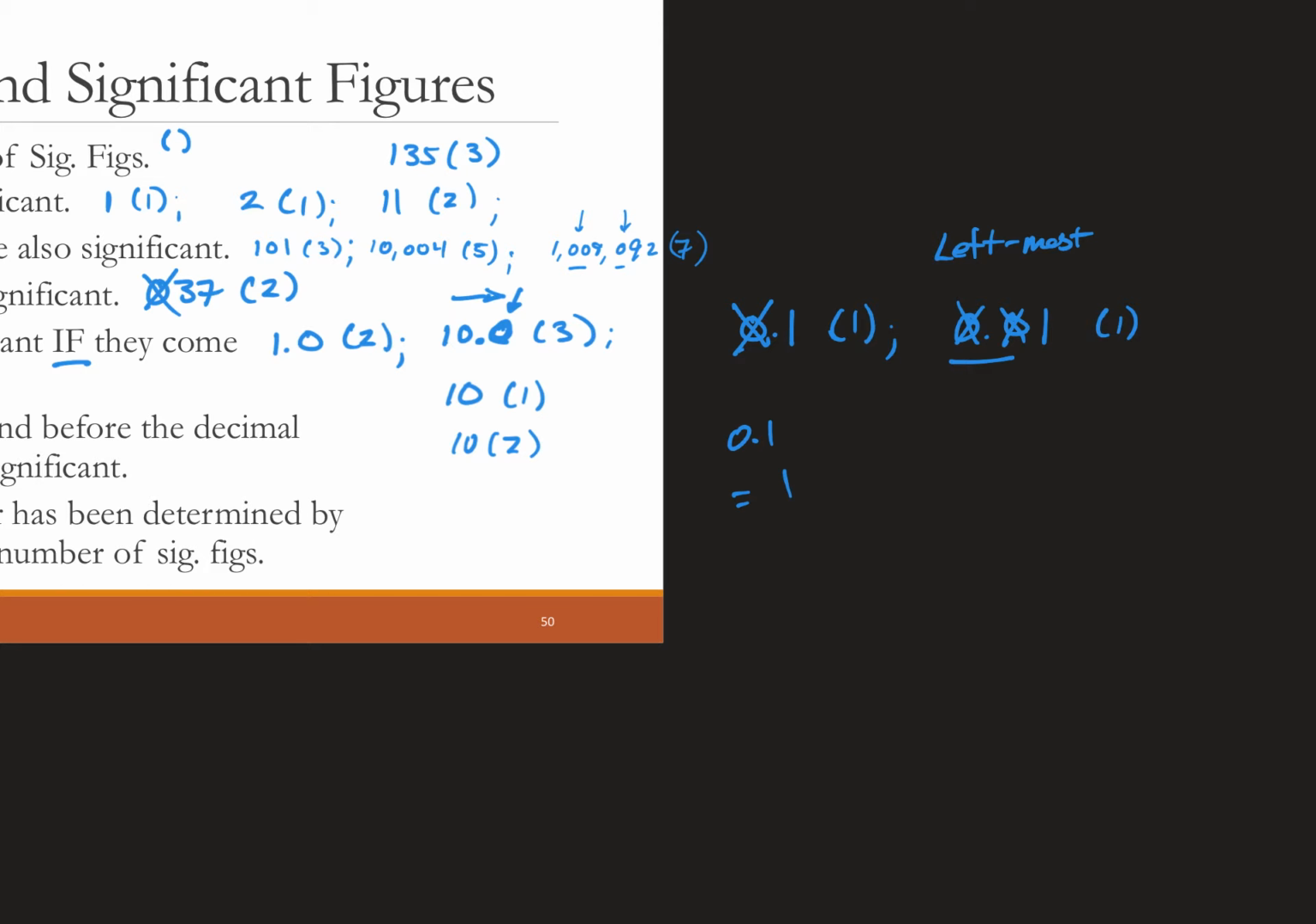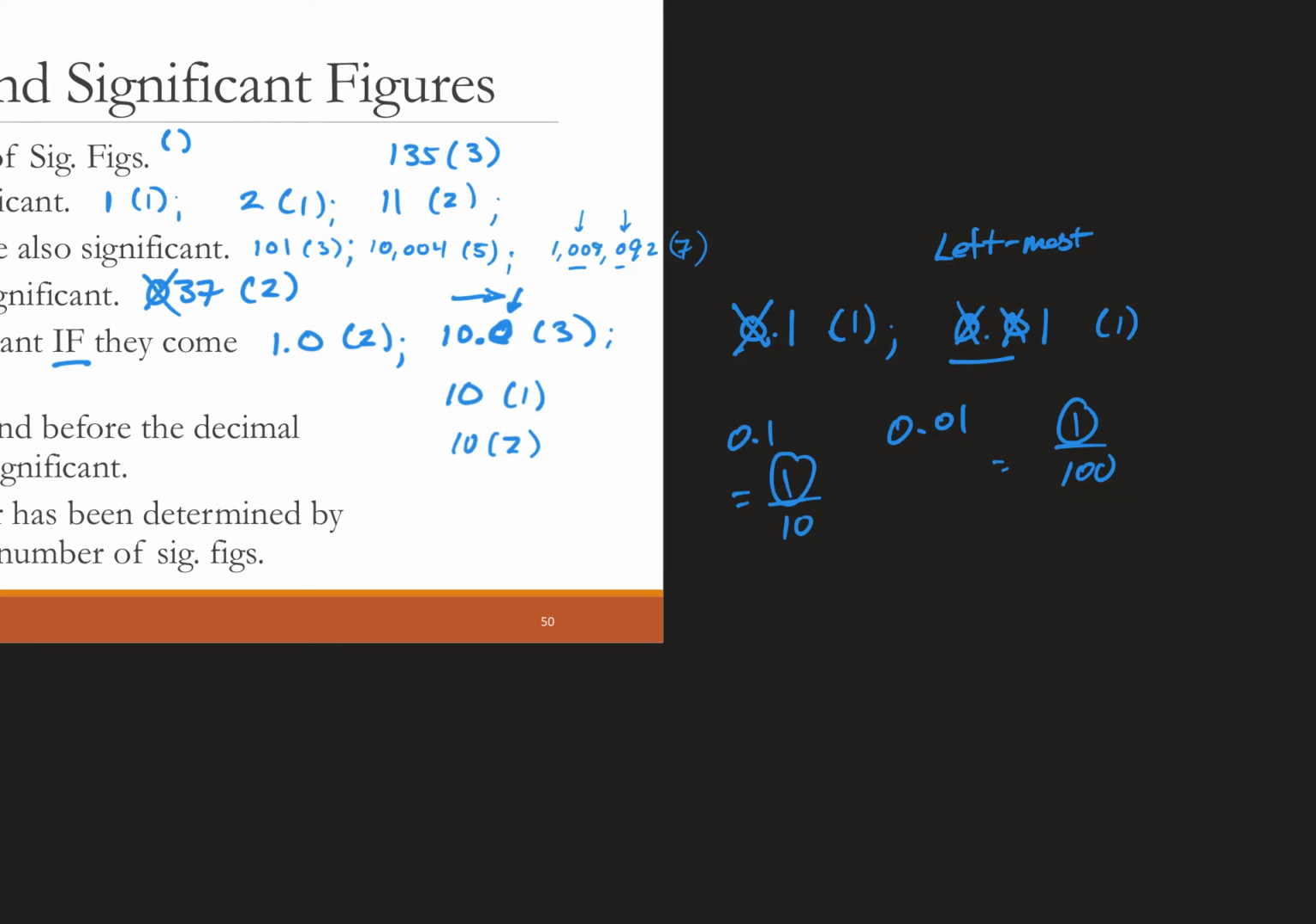0.1 is the same as saying 1 over 10. All right? We have a 1 there, one significant figure in that. And this is just for the place value, essentially. 0.01 is the same as saying 1 over 100. We still only have that 1 there to work with in fractional form.